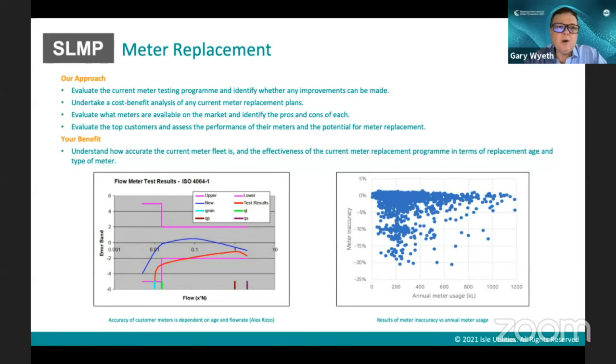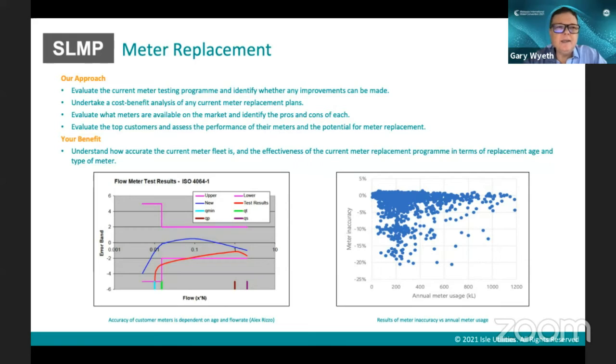And this can be cost benefit again, to see how much it's costing us to buy and install a new meter compared to how much we're losing on the inaccuracy. But this is a key part of any NRW program. It's also important because it increases the revenue for the water utility, which is how we're going to help pay for some of these NRW programs.